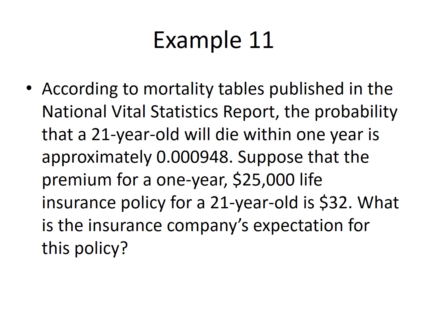Here's another example. According to mortality tables published in the National Vital Statistics Report, the probability that a 21-year-old will die within 1 year is approximately 0.000948. Suppose that the premium for a 1-year $25,000 life insurance policy for a 21-year-old is $32. What is the insurance company's expectation for this policy?